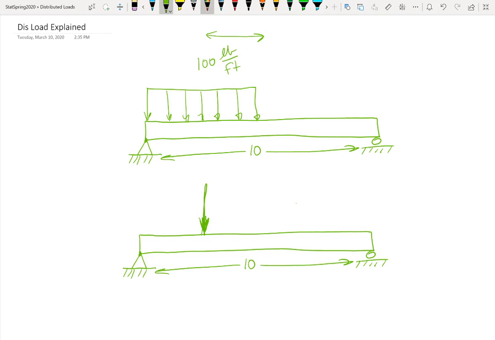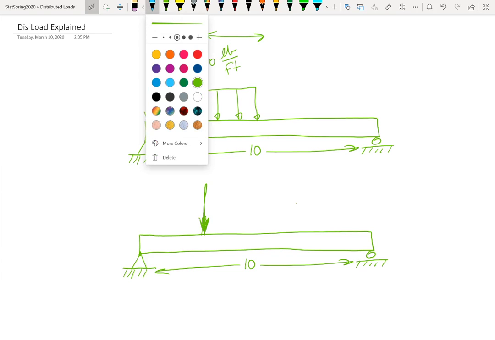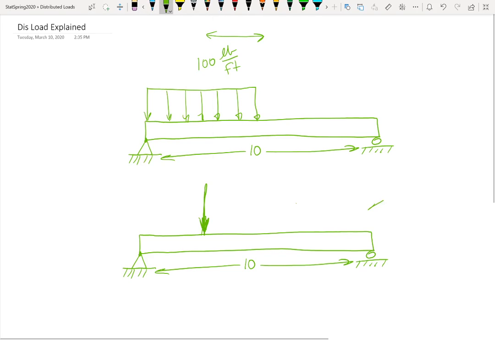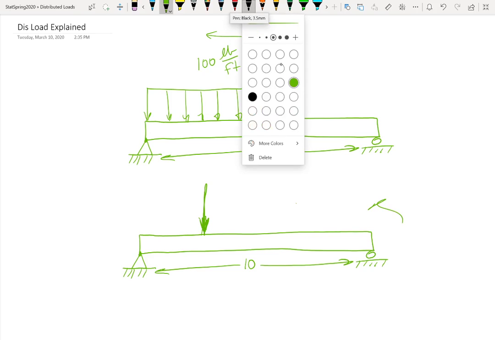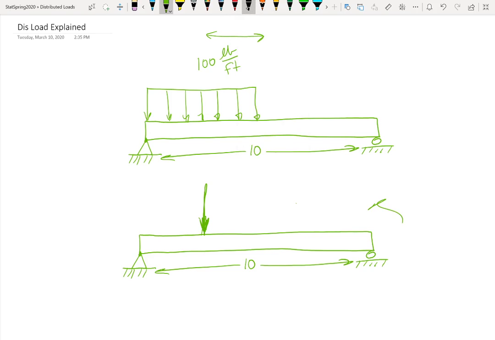I don't know why that's not working. I have no idea what's going on here. Apparently I can't change colors for some reason. Still green, but we'll work our way through it. Glitch.